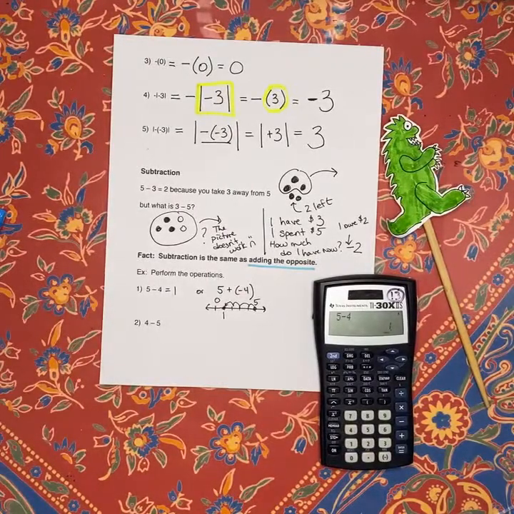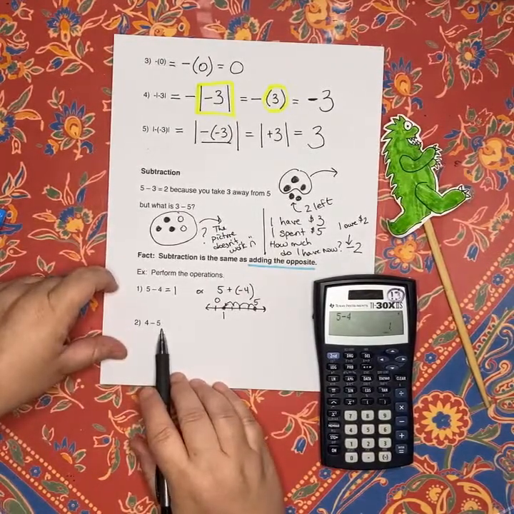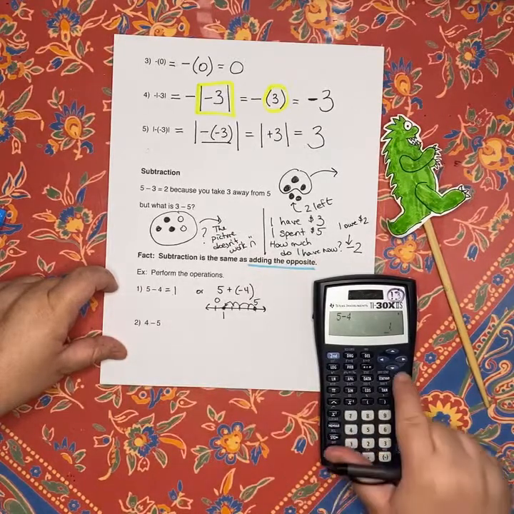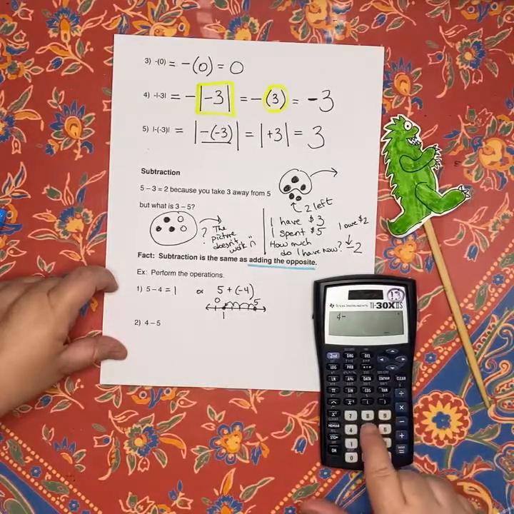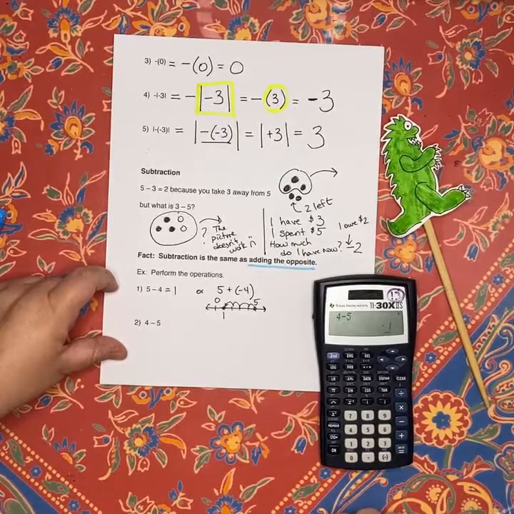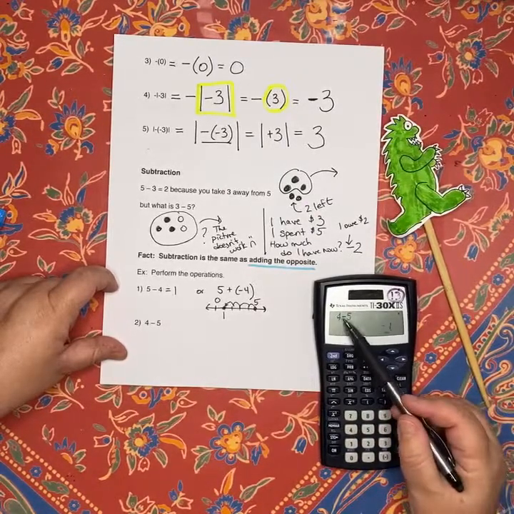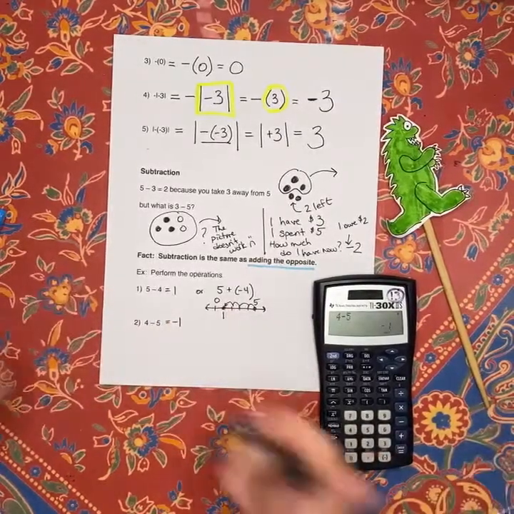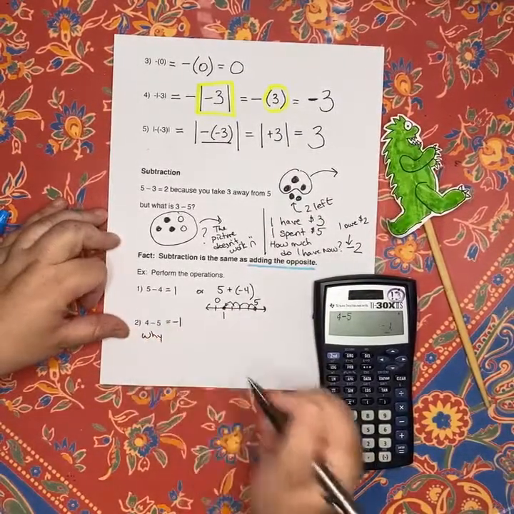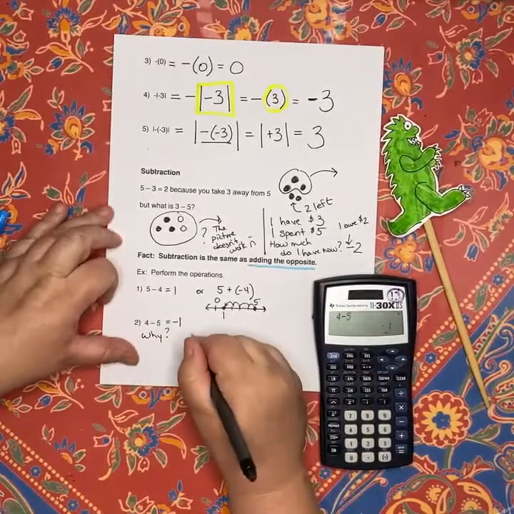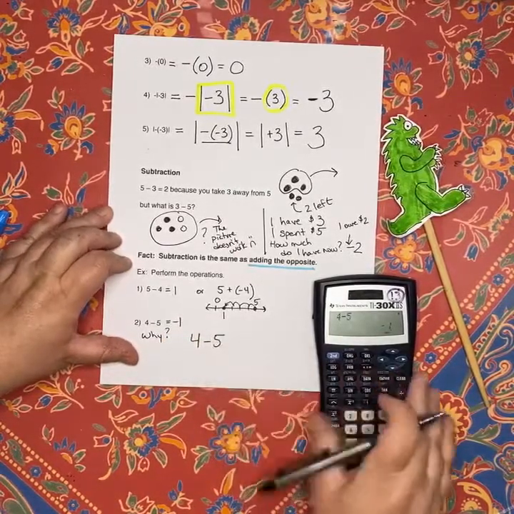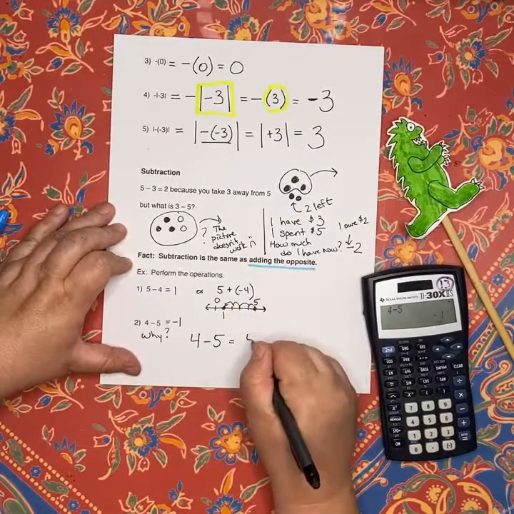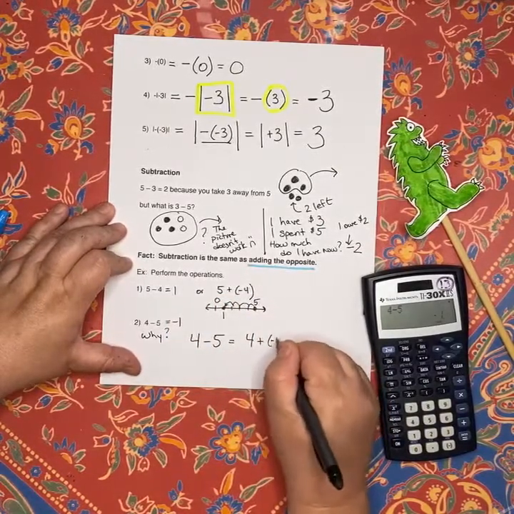Okay, what about 4 minus 5? Well, let's be honest. There is the calculator option. So we could start there. I mean, I don't think it's the devil. 4 minus 5 equals -1. We're done. But why? Why is that true? Well, let's look at it. 4 minus 5, I said subtraction is the same as adding the opposite, which means it's 4 plus a -5.